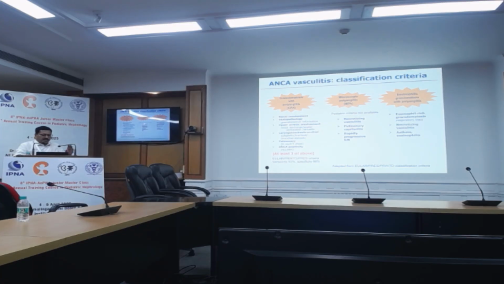So ANCA vasculitis chiefly consists of GPA, microscopic polyangiitis, and EGPA, which is much less common. There are EULAR classification criteria for granulomatosis with polyangiitis, and these include at least 3 of these 6: renal involvement, histopathology of granulomatous inflammation, upper airway involvement, laryngotracheobronchial involvement, pulmonary involvement on X-ray or CT chest, and ANCA positivity, either C ANCA or P ANCA.